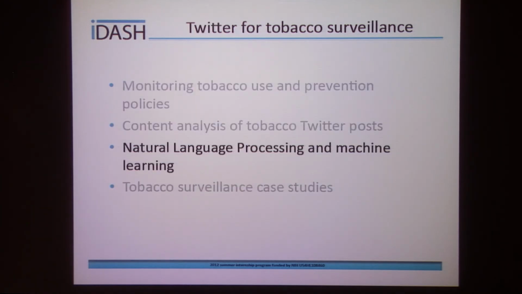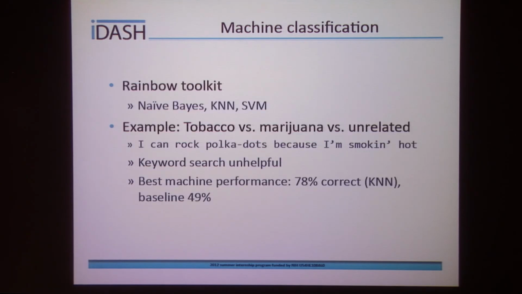So that's the classification scheme. Now on to natural language processing tools used to actually implement this. So we use the Rainbow Toolkit, which includes a number of off-the-shelf classifiers, including naive Bayes, k-nearest neighbors, and SVM, to actually classify these categories.